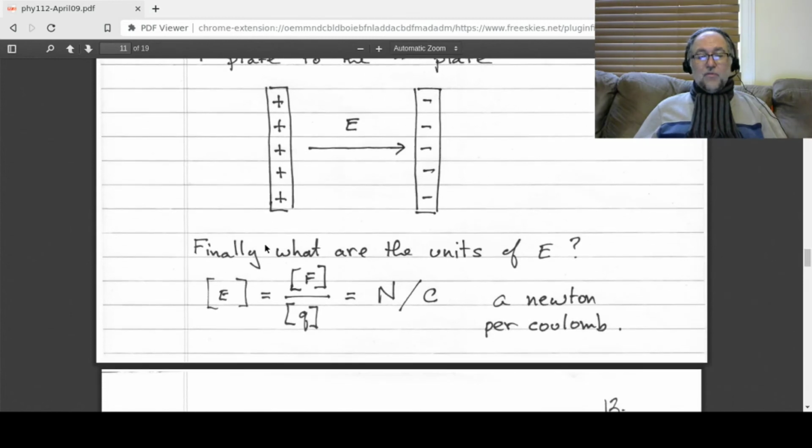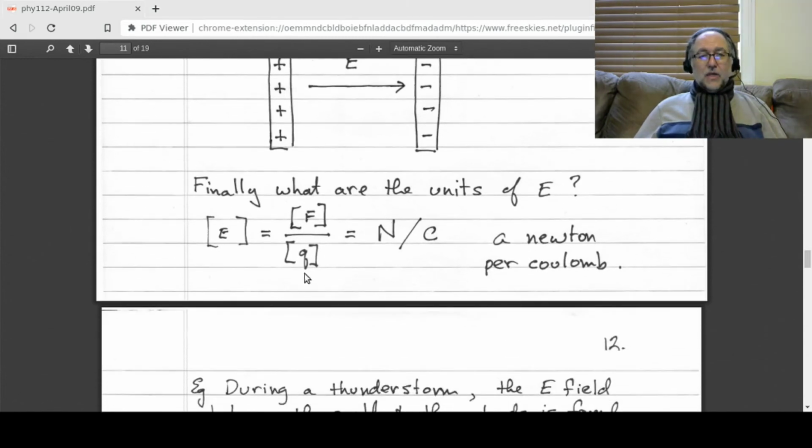Okay, so before we do a problem, let's ask the question, what are the units of the electric field? If you rearrange the force F is equal to QE to E is equal to F over Q, the units of force are newtons, and the units of charge are coulombs, and so the electric field has units of newtons per coulomb. Basically it's telling you how many newtons of force you get for every coulomb of charge that you put at a particular point in space.